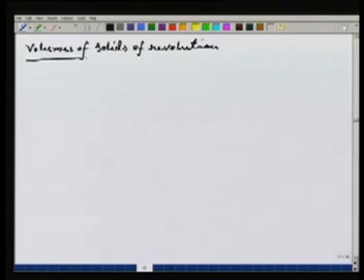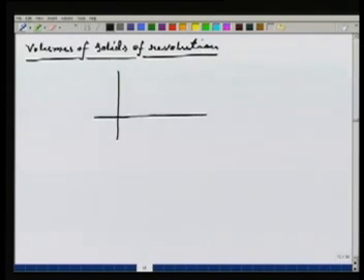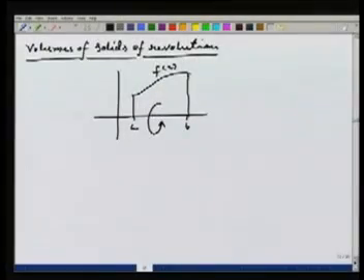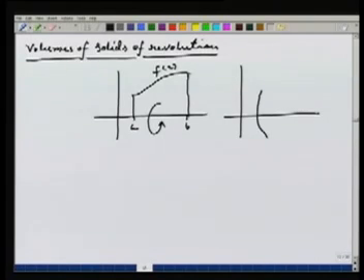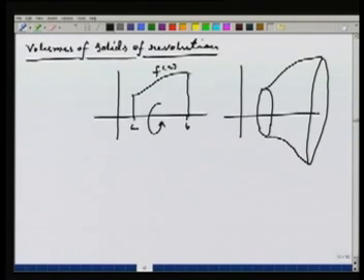Here again we will use the method of slicing, but in a slightly different way. The setup is this: suppose I have the graph of a function again, from a to b, and this is my function f(x). Then I get a plane region which is this. Now what I do is I rotate this region about the x-axis. If I do this, it will form a solid which will look like this. So we want to find the volume of this solid.